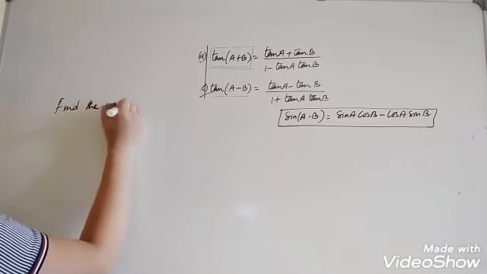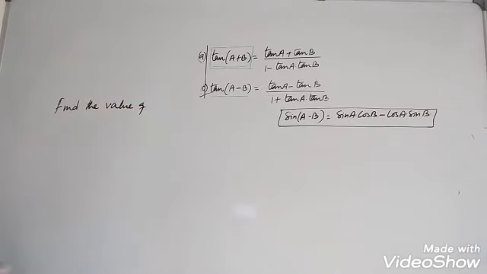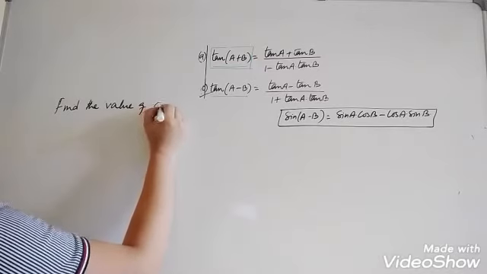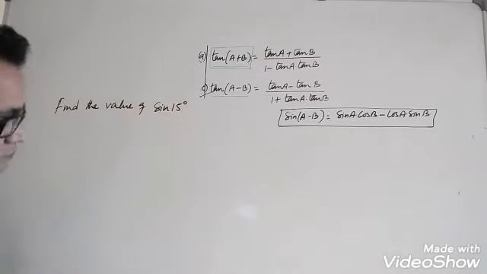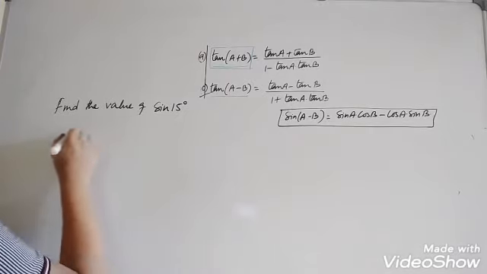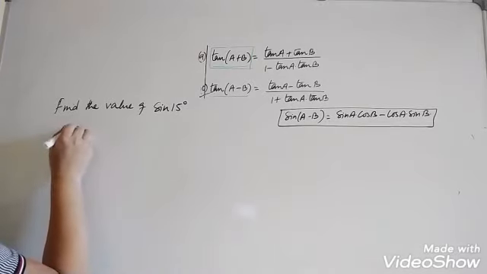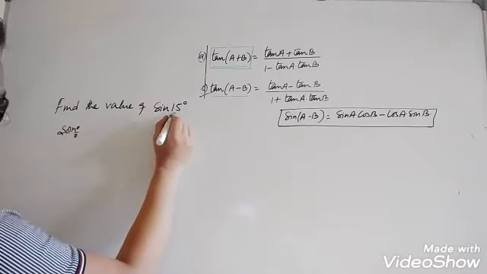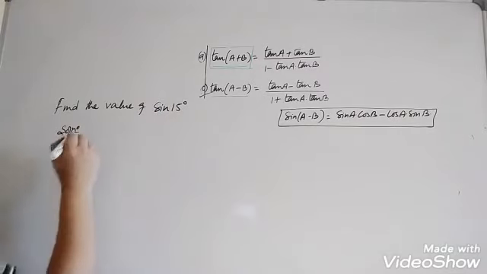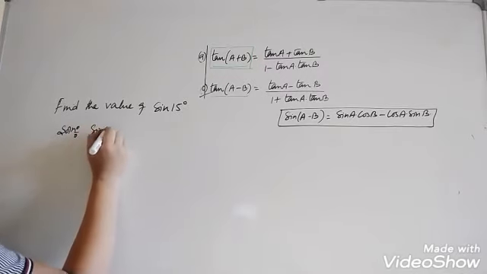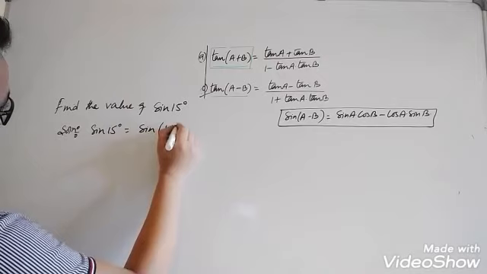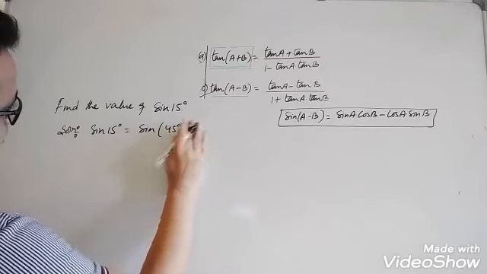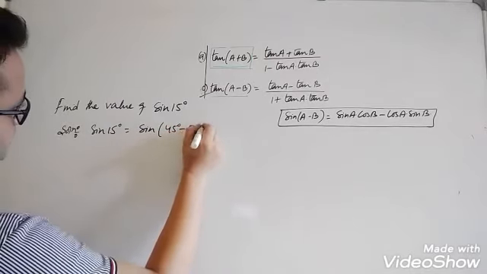the value of sin 15 degree. Sin 15 degree. In solution, first we have to break it into specific angles. Sin 15 degree is equal to sin(45 degree minus 30 degree).